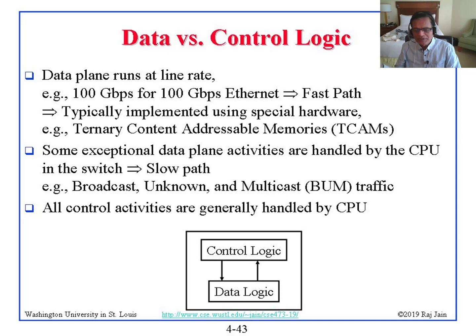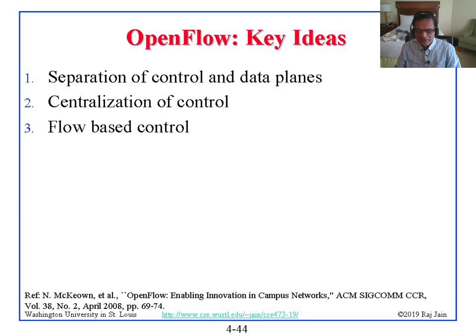And that could be a general purpose CPU, like an Intel CPU. And so the data plane runs very fast, and as much as possible is done in the hardware, whereas the control plane is done in a slow path. And so all control logic is handled by the CPU, right? So there's a data logic and the control logic.